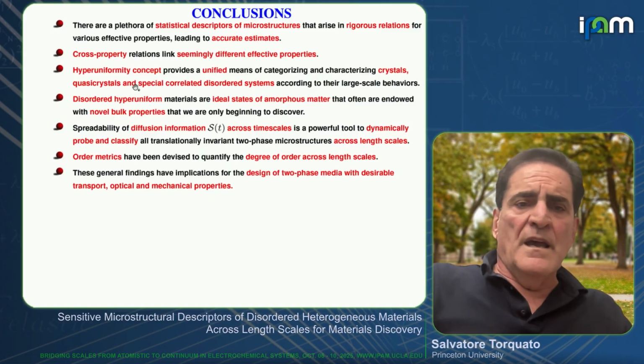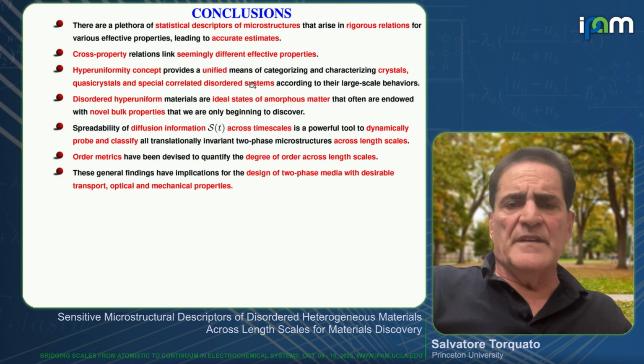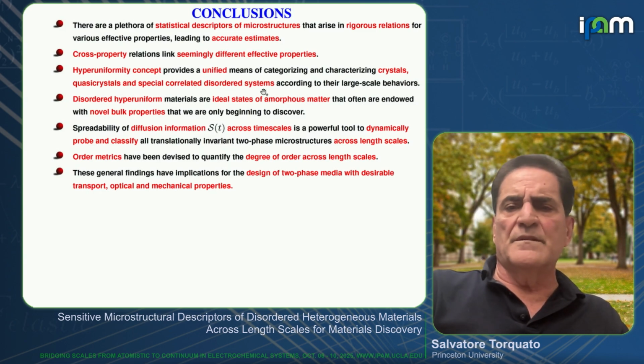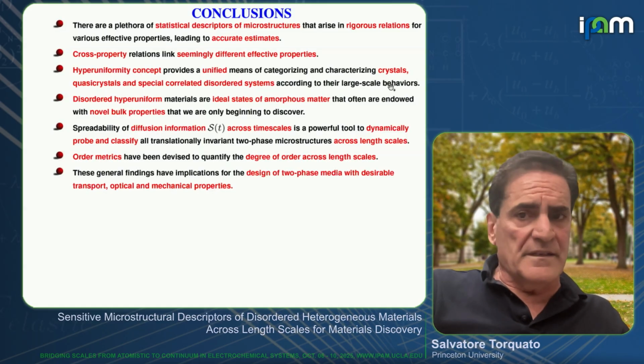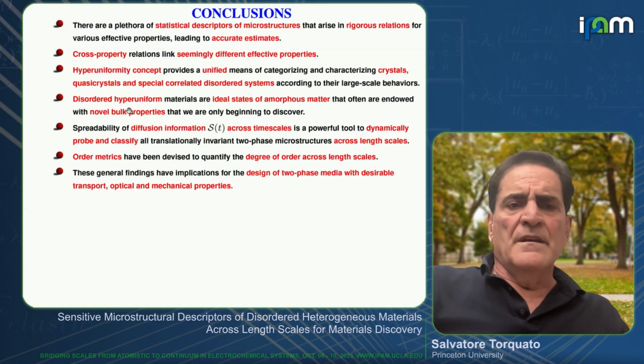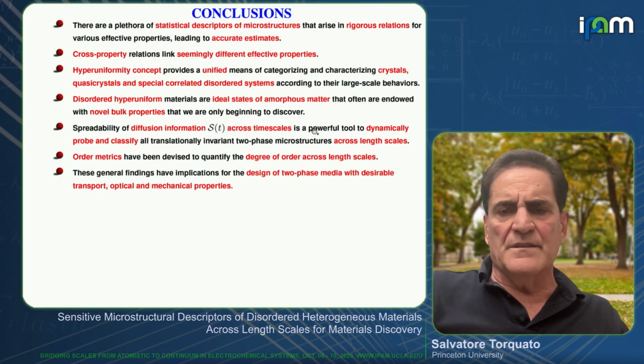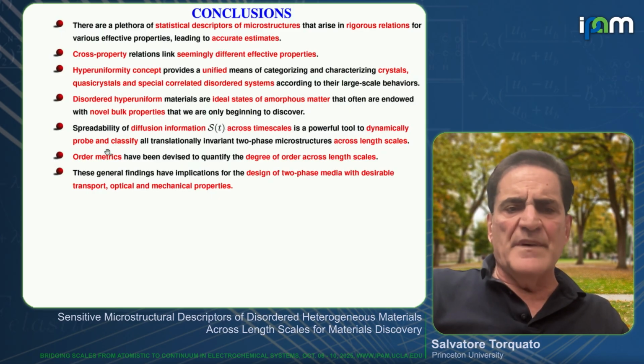The hyperuniformity concept provides a unified means of categorizing and characterizing crystals, quasicrystals, and special correlated disordered systems according to their large-scale structural behaviors. Disordered hyperuniform materials are ideal states of amorphous matter that are often endowed with novel bulk properties that we're only beginning to discover. Spreadability of diffusion information across timescales is a powerful tool to dynamically probe and classify all translationally invariant two-phase microstructures across length scales.